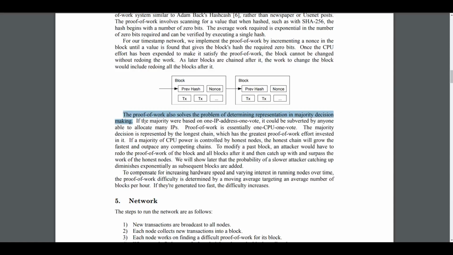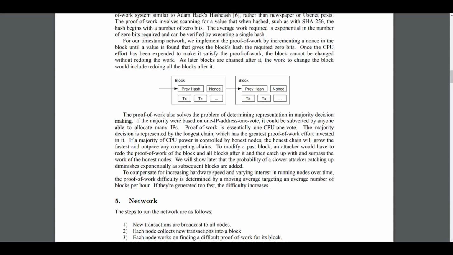I think everyone in the Bitcoin Cash world, this is what we talk about when we say this is what Nakamoto consensus is. It's described very explicitly here in the white paper. So the proof of work also solves the problem of determining representation in majority decision making. Very straightforward, right?